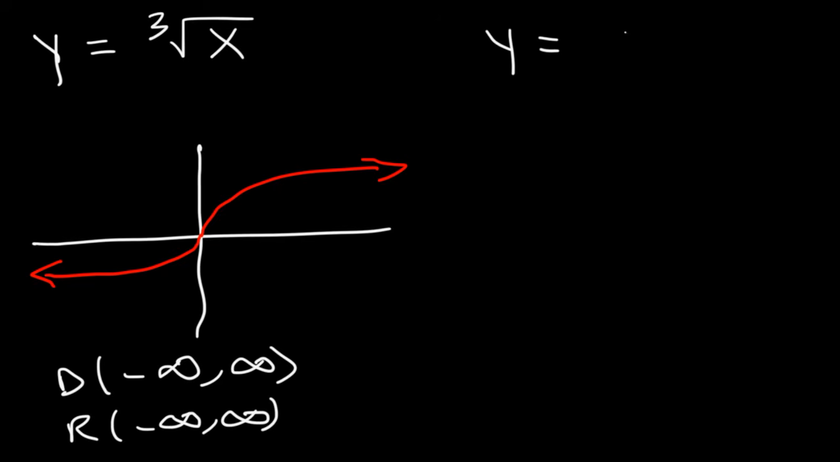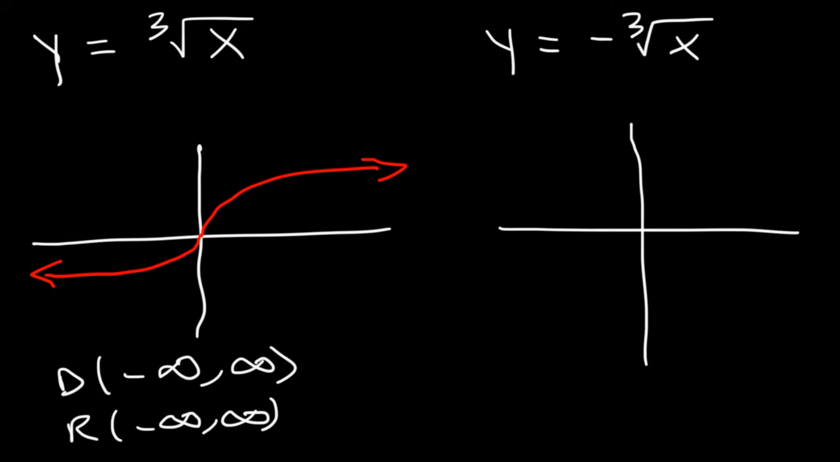Now what about this one? What is negative cube root of x? The negative could be on the inside or on the outside, doesn't matter. The graph simply reflects about the origin.